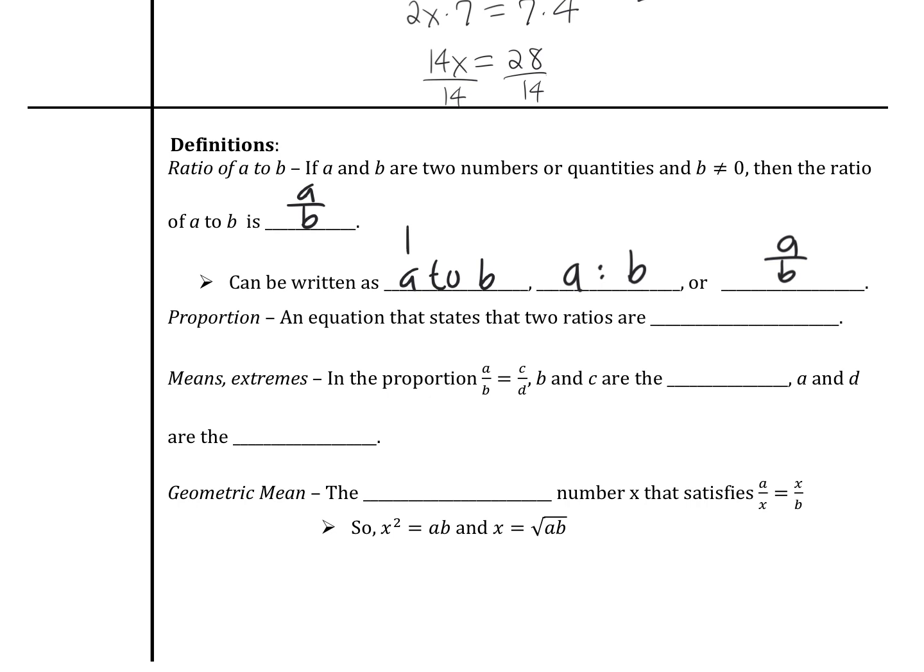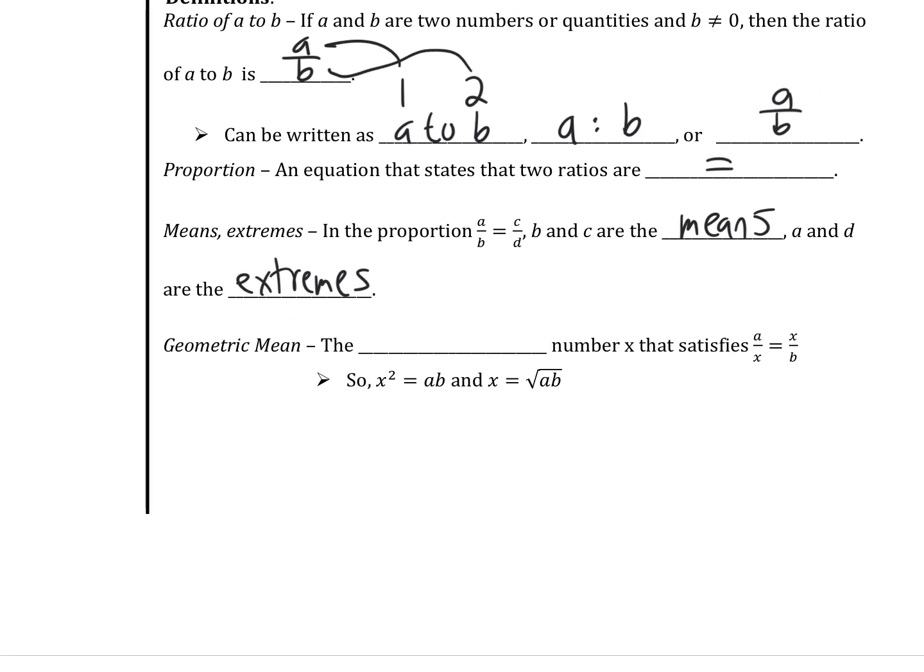Just be careful. When you write ratios as a fraction, the first thing goes on top, and the second thing goes on the bottom. So if you did B over A, that would not be the same thing as A over B. And a proportion is an equation that states that two ratios are equal. Means and extremes, these are the means, these are the extremes. I don't really like this because if you switch the fractions, they become different, so we're not going to talk about that too much. And the geometric mean, if you're solving this proportion over here, is the positive number x that makes that true.